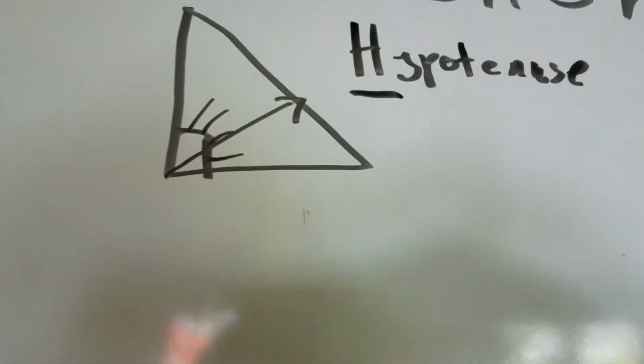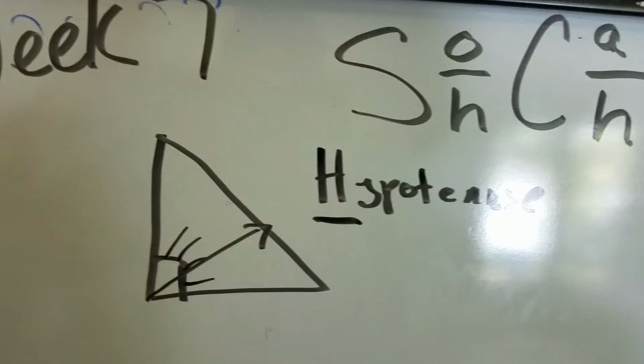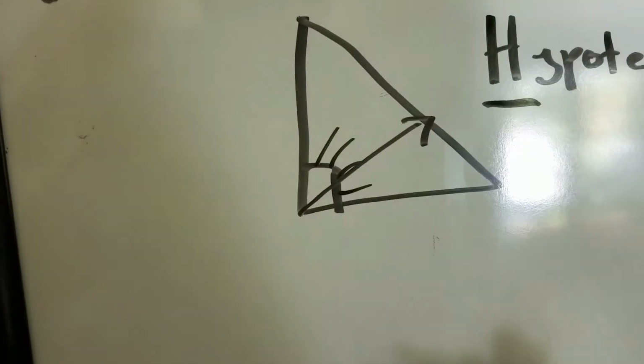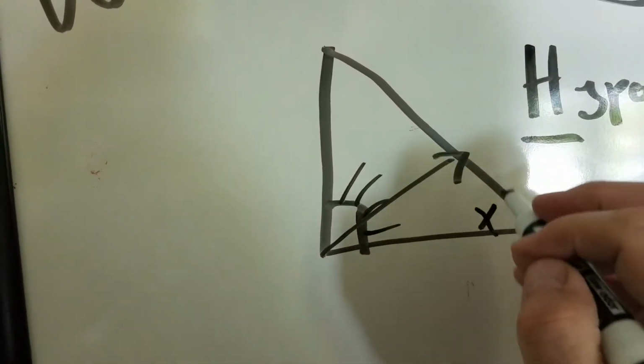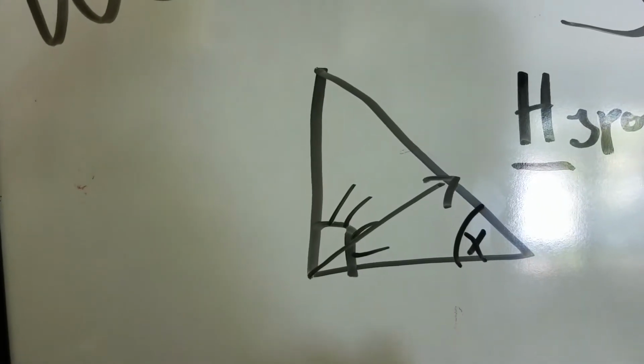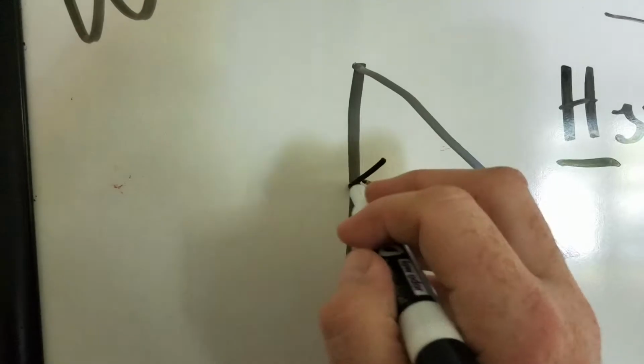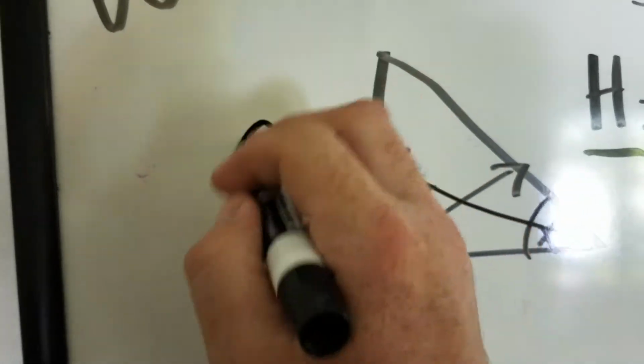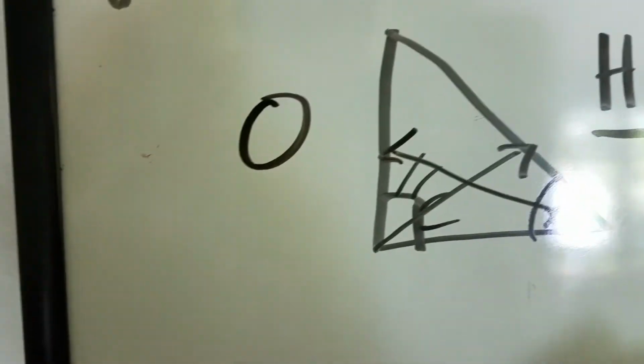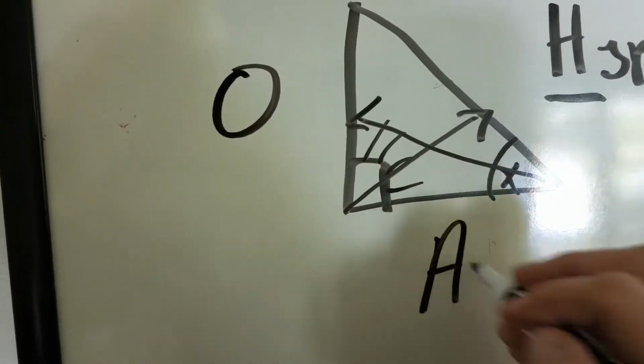Okay, so now we have to ask, how do we find opposite and adjacent? Well, they're always going to give you a reference angle. So in this case, let's say this is X. Here is our reference angle. So if we go this way, this is going to be our opposite, and that means finally this is adjacent.